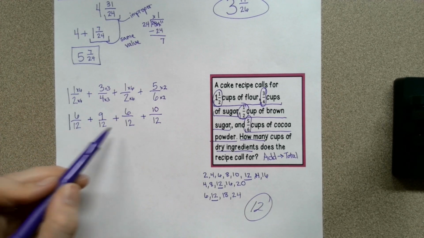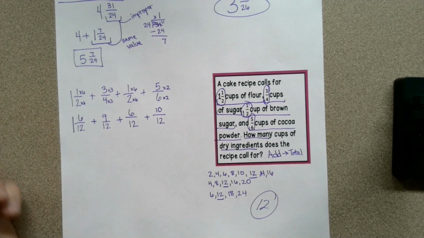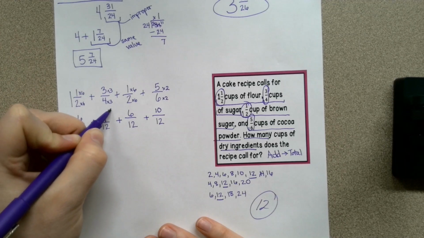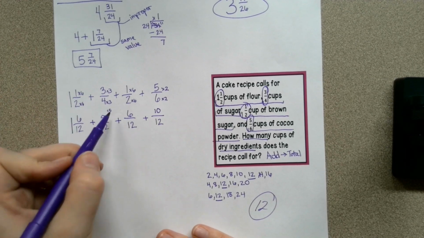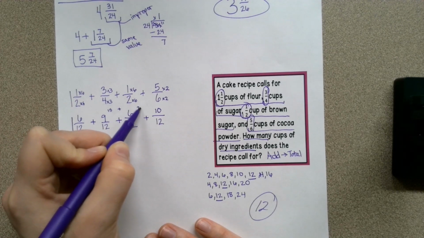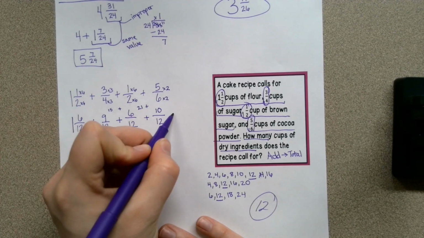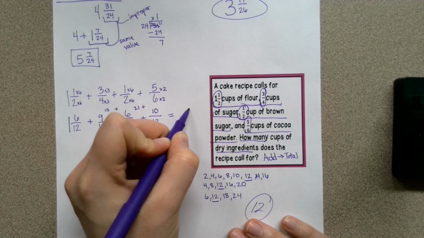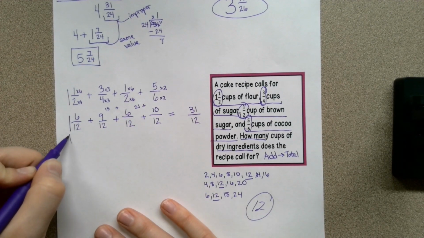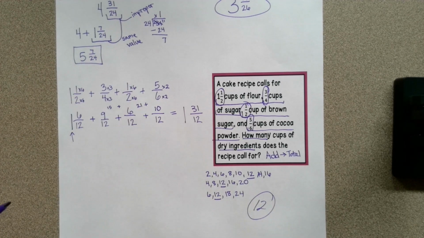Now that we have all common denominators, we're going to add all of those fractional parts. 6 plus 9 gives us 15, plus another 6 is going to give us 21, plus 10 is going to give us 31, so we know right there that our fractional part is 31 out of 12. But it wasn't just a fractional part, we also had that whole number, so it's going to be 1 and 31/12.